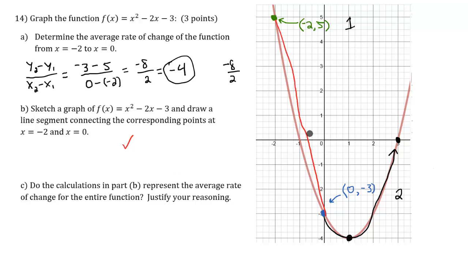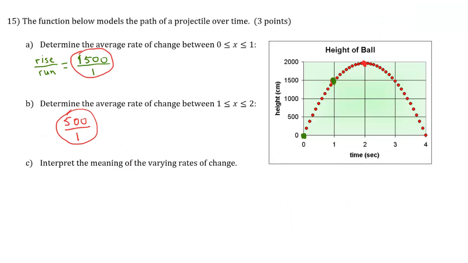And that's because we were trying to figure out if the average rate of change would be consistent for the entire parabola, which it wasn't. And then lastly, number 15, we were just comparing the average rate of changes between 0 and 1 second and then 1 and 2 seconds. And that's it.